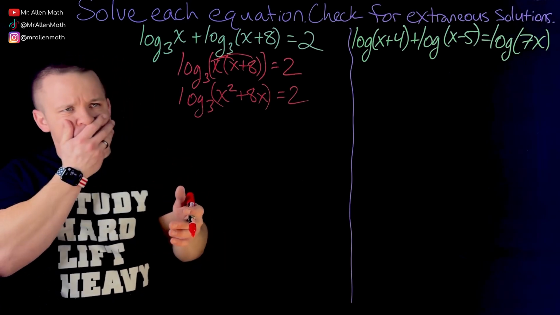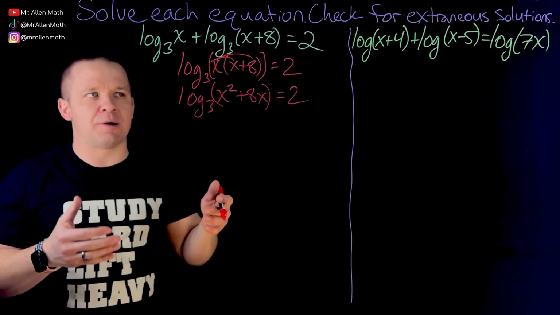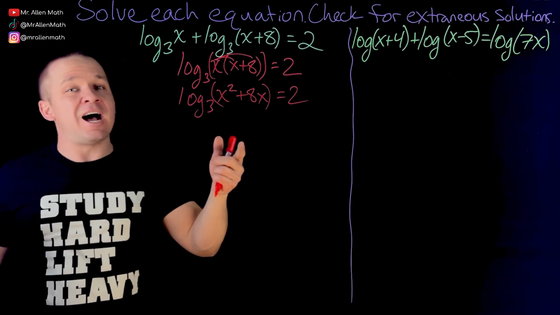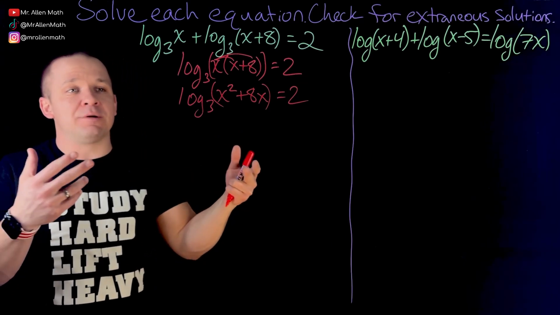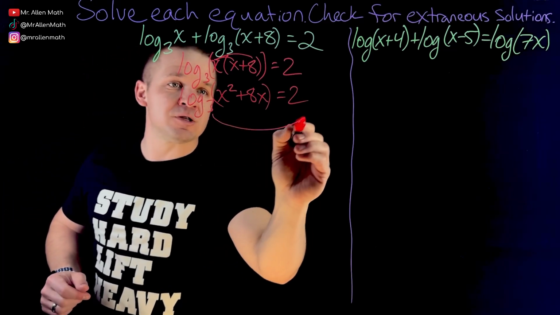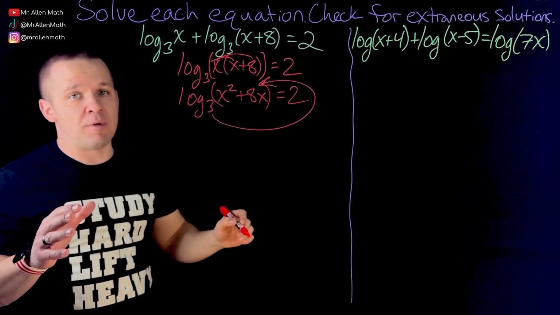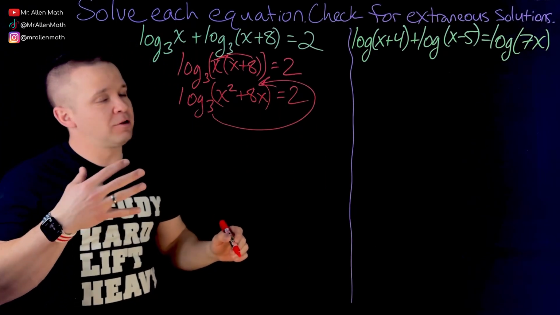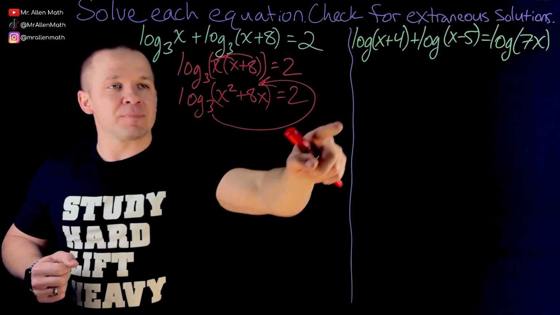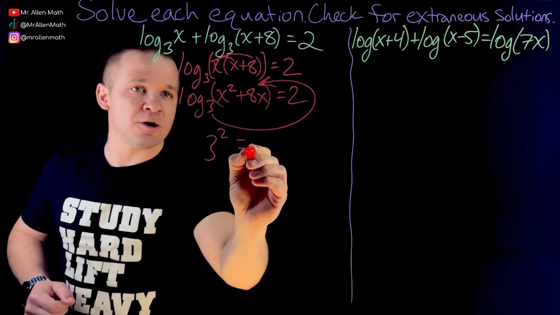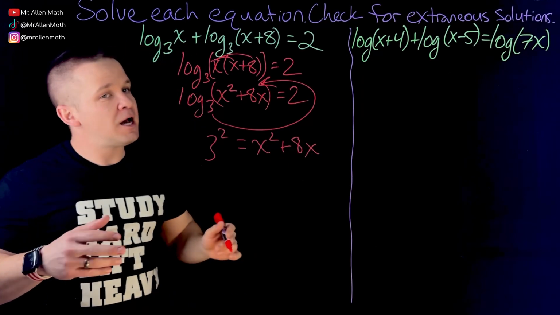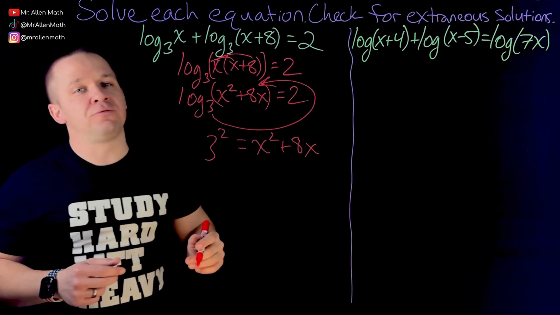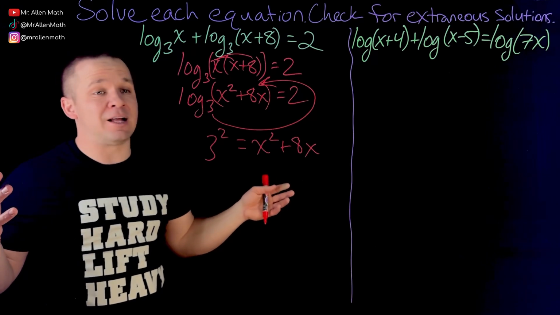Next move. I can't just drop the log like I would if I had logs on both sides. I have to rewrite this now in exponential form because I can't do anything how it sits. But if I loop and swoop, a trademark term by Mr. Thornley, not myself, I learned it from him, we get 3 to the second power equals x squared plus 8x. It's a loop. That's a swoop. Rewrite it in exponential form. There are other ways to remember that, but that's the way I like to do it.